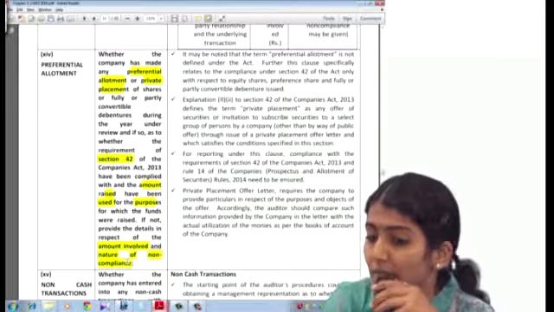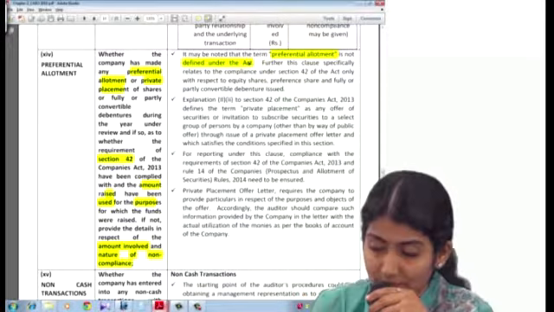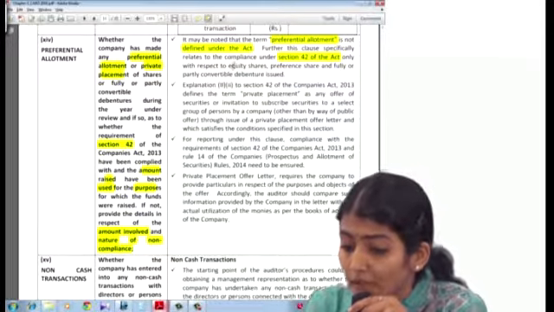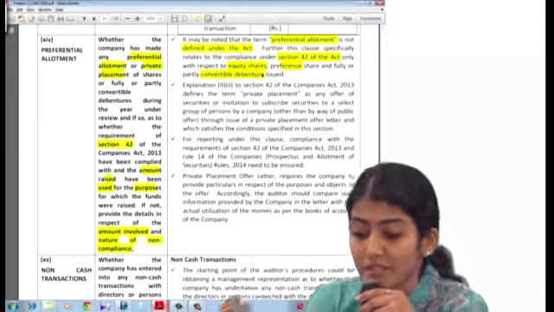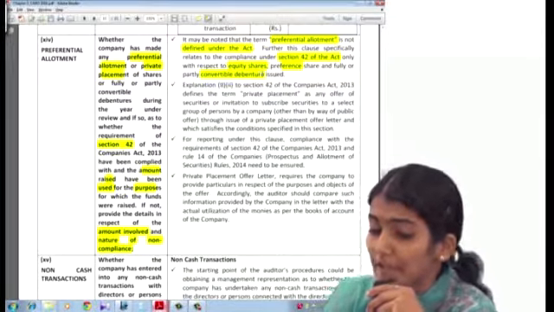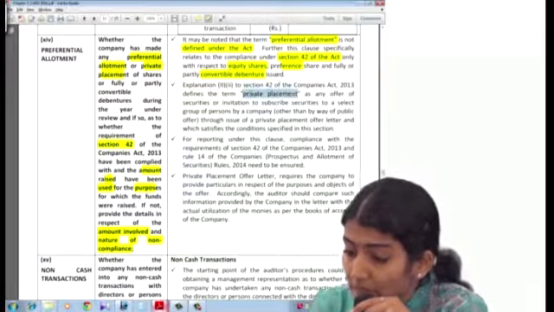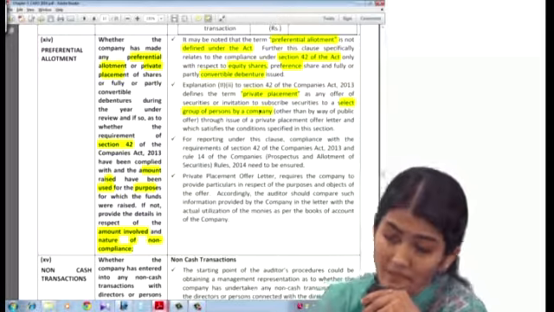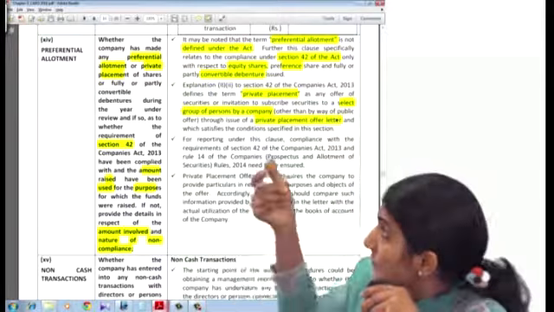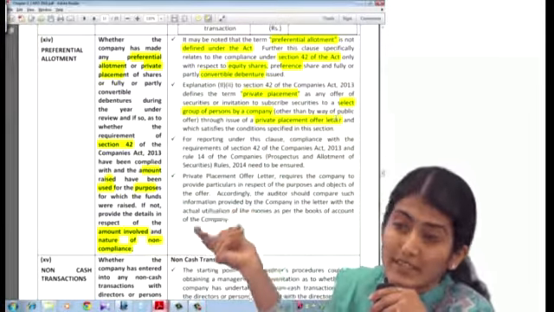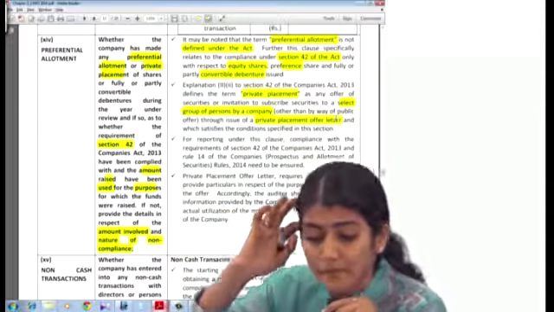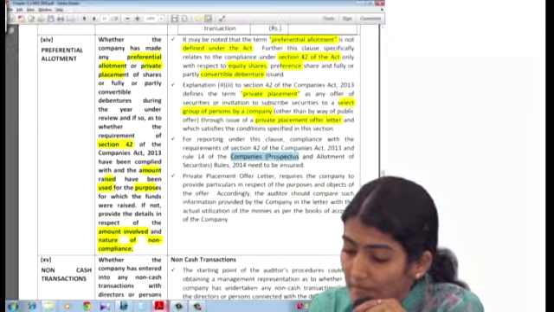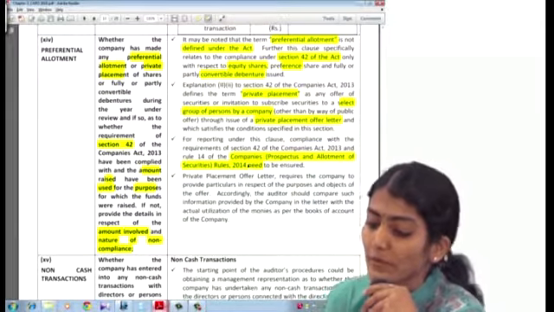Okay. What does it say? Preferential allotment is not defined under the Act. This clause specifically relates to compliance under section 42 only with respect to equity shares, preference shares and debentures. Right? Fully or partly convertible debentures. Right? Private placement is an offer of securities or invitation to subscribe to a select group of persons through issue of a private placement offer letter. So very important, private placement is to be done by way of a private placement offer letter. And whether they have complied with the Companies (Prospectus and Allotment of Securities) Rules, 2014.